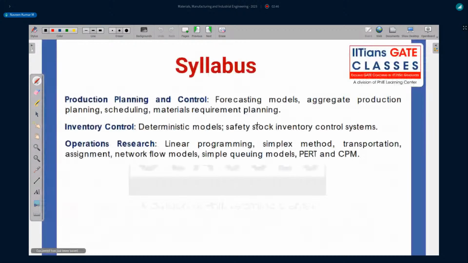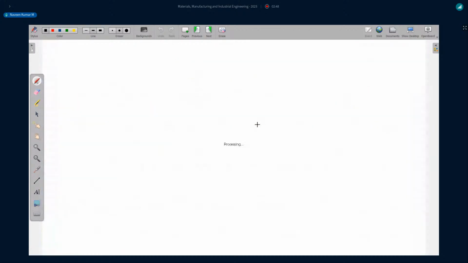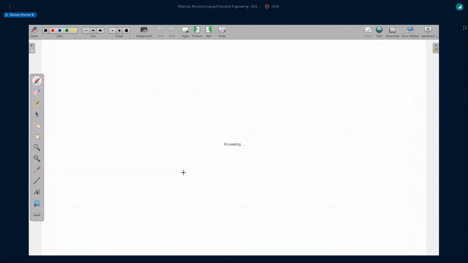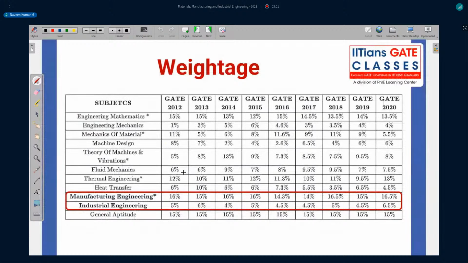So for today I'm going to discuss the topic of machining and machine tool operations, and give some introduction on that. But before going to this topic, let me show the syllabus weightage. You can see here, 17 approximately plus 7 will give you approximately 22 marks. So it is around 22 to 24 marks for manufacturing engineering and industrial engineering.